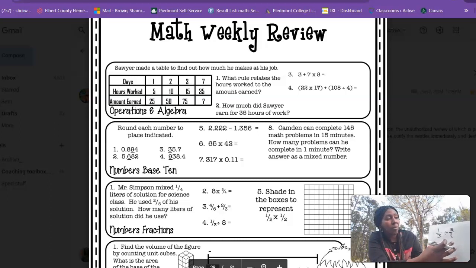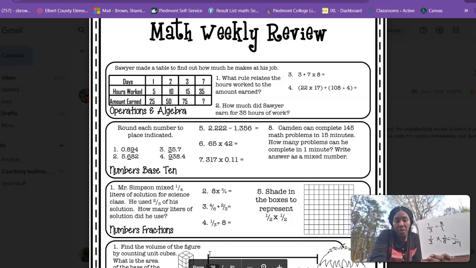So, but whenever you divide, you're going to keep, change, flip. So you're going to keep this as 1/3. Change your division sign to a multiplication sign. You're going to flip your 8 over 1 to make it 1 over 8. Then you could just multiply. 1 times 1 gives you 1. 3 times 8 gives you 24. So that's how you do that.